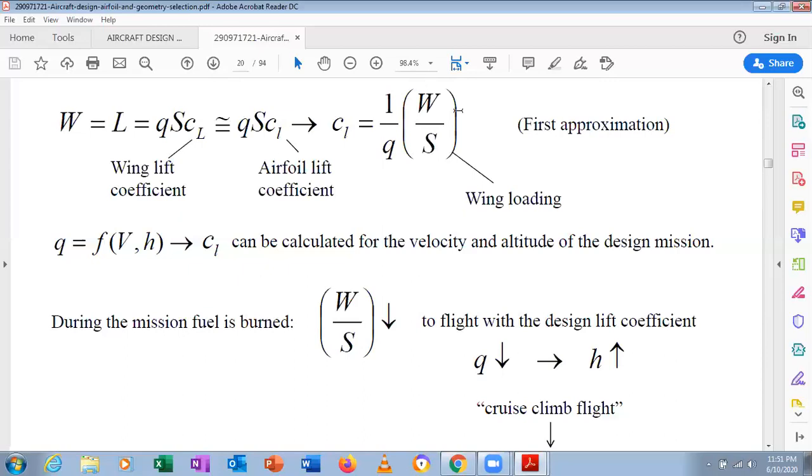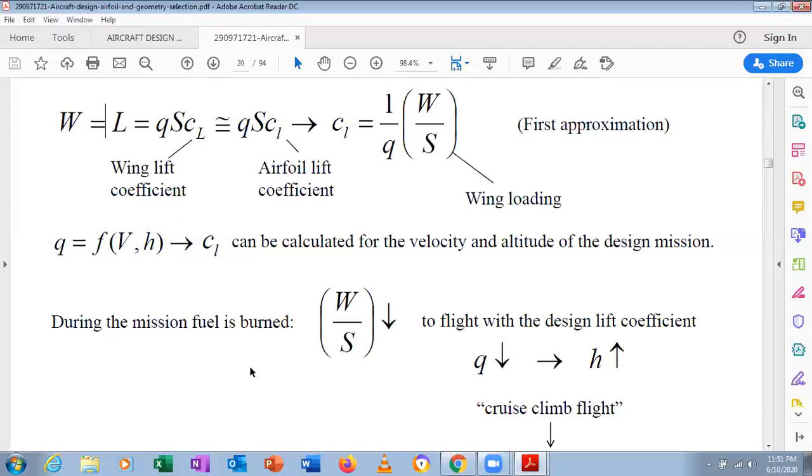This is called wing loading. We will call this W by S, which is nothing but wing loading. This Q is nothing but dynamic pressure, which is a function of velocity and the altitude. Because dynamic pressure, you know, at higher altitude, what happens to the pressure? It varies with the altitude. So therefore CL can be calculated for the velocity at the altitude of the design mission.